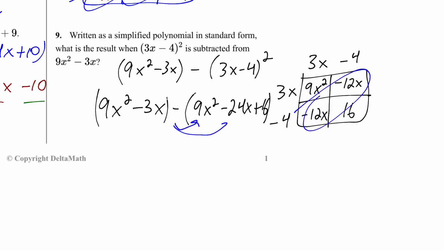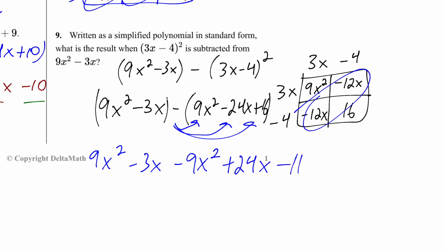Next, I distribute the negative. So if I rewrite this, I have 9x squared minus 3x minus 9x squared plus 24x and minus 16. When I combine like terms, the x squareds go away. 24 minus 3, I have 21x remaining, and then there's a minus 16.